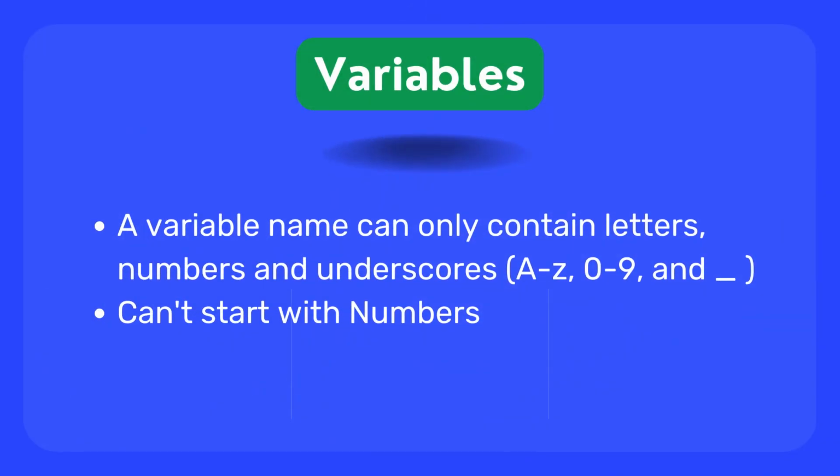So first, we need to know about variables. Variables in Python do not need to be declared with a specific data type, as the data type of the variable will be determined by the value assigned to it. In Python, a variable name can only contain letters, numbers, and underscores and cannot start with a number. It's also good practice to use descriptive and meaningful names for variables.